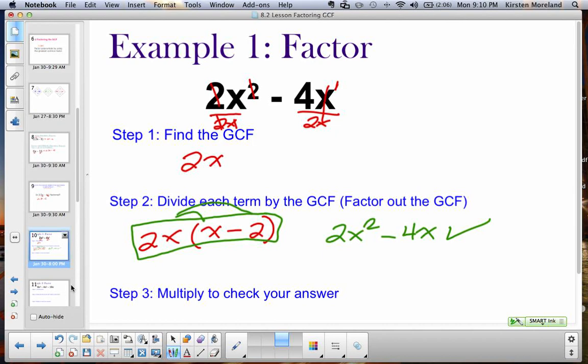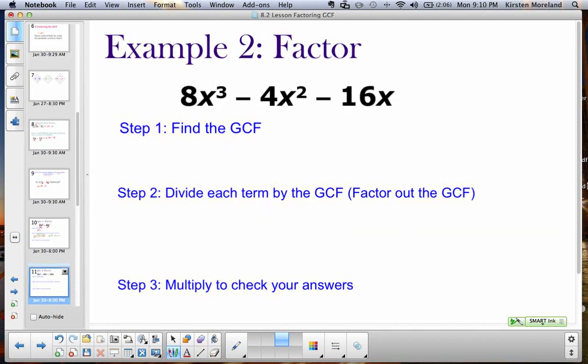Alright, we're going to try one that's a little bit bigger, same idea. Find the greatest common factor of 8x cubed, 4x squared, and 16x. So I'm looking at the numbers first. 8, 4, 16. They're all divisible by 4. And the smallest power of x is x to the first, so that's what I'm going to pull out. That comes out front, and you can physically write divide by 4x under each one of these, or you can just say, well, what do I need if I take away a 4x?